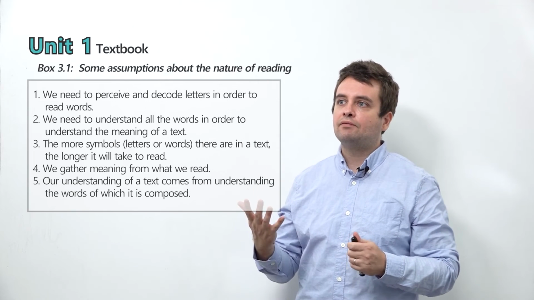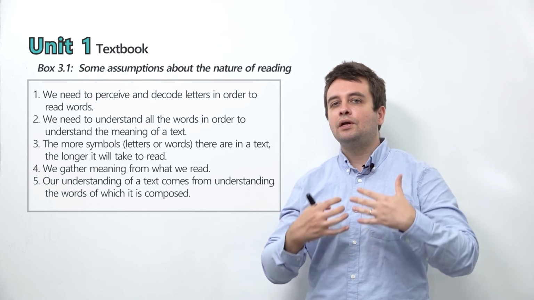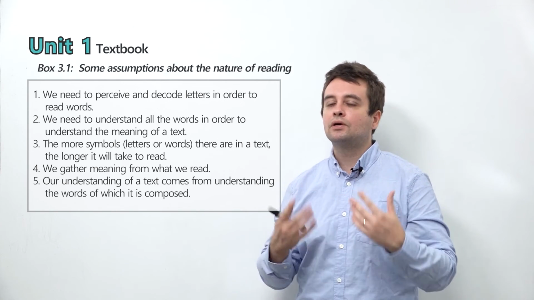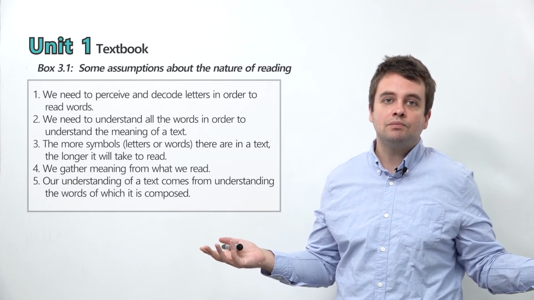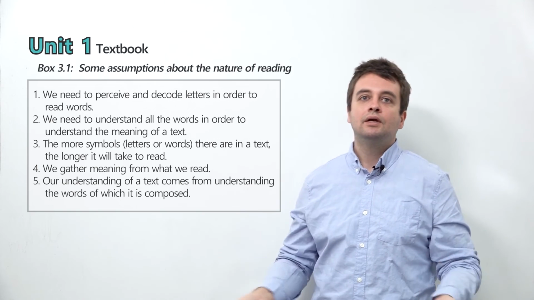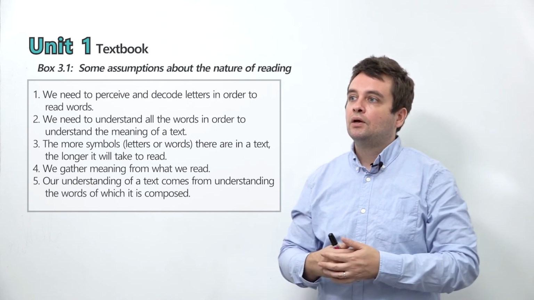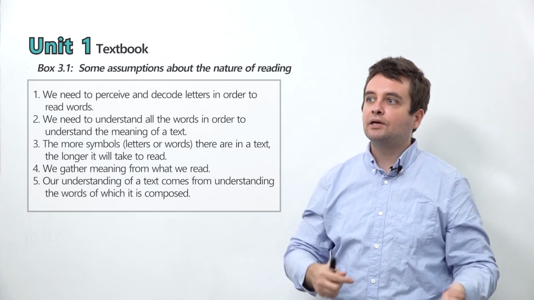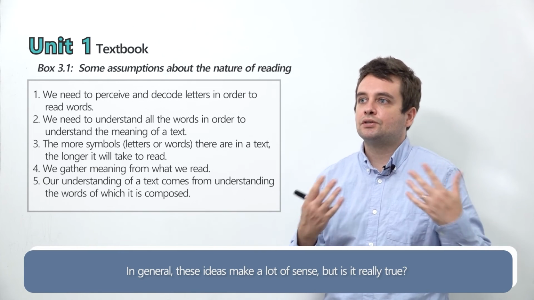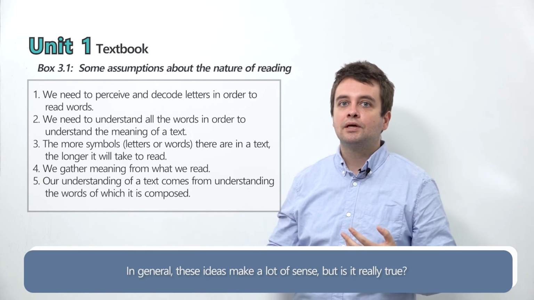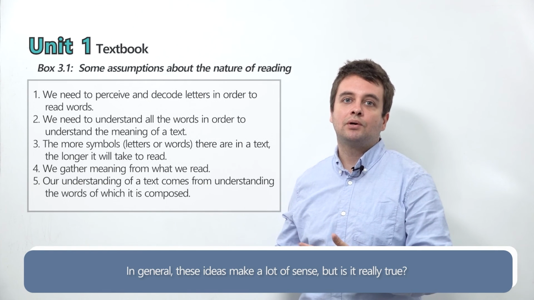So all 5 of these assumptions about the nature of reading, they're things that you already understand, right? Like these are a lot of assumptions that we assume to be 100% correct and which seem to be very obvious, right? Like number 3, if there's more symbols, it will take longer to read. Well, duh, right? Or like after we read something and understand all the words, then we can understand the context of this text, right? That just seems to make a lot of sense. But does it really make a lot of sense? That's what we really need to talk about in more detail.